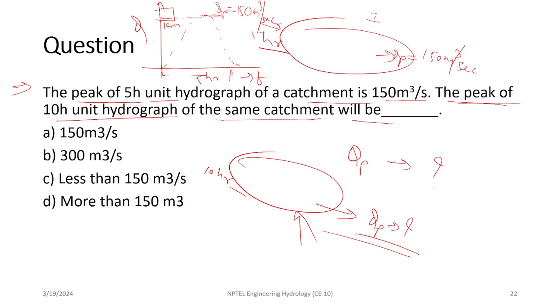Balamurgan says that it is less than 150 meter cube per second. Yes, he is right. So kindly tell me the approach, how you are getting less than 150. When the duration of the rainfall is more, the rainfall is distributed over a longer period, so naturally the peak will come down. Right. Okay, good.